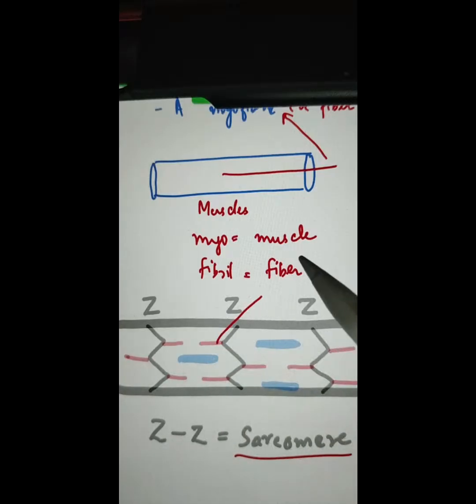These red marks, what are they? They are the light bands. Okay, and these blue marks, what are they? They are the dark bands. Okay, so once again, let me clarify.